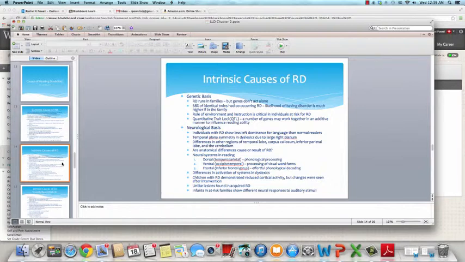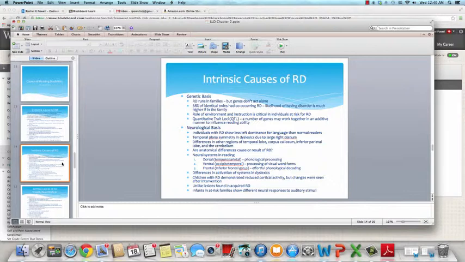Then children with reading disabilities demonstrated reduced cortical activity in some studies, but researchers were also able to observe changes in the cortical activity after an intervention was given. So essentially that's saying that an intervention could improve individuals' neurological activity and essentially reading performance, and change the patterns of the brain if the intervention was appropriate and successful.